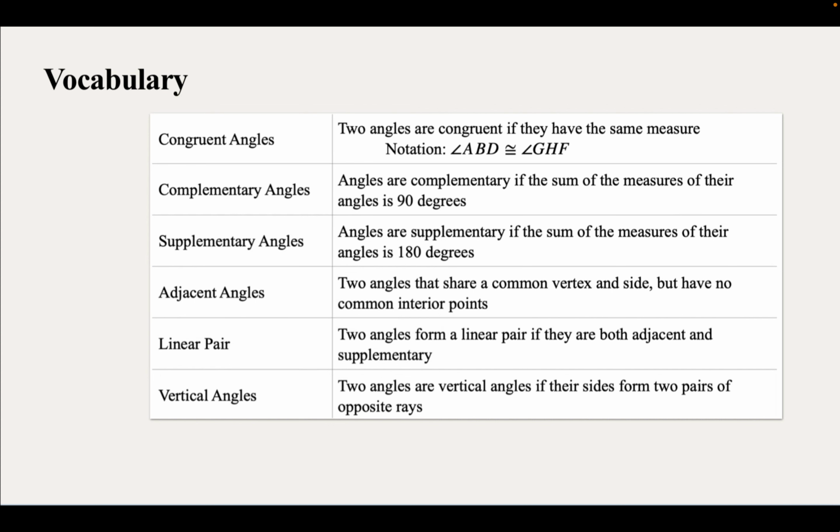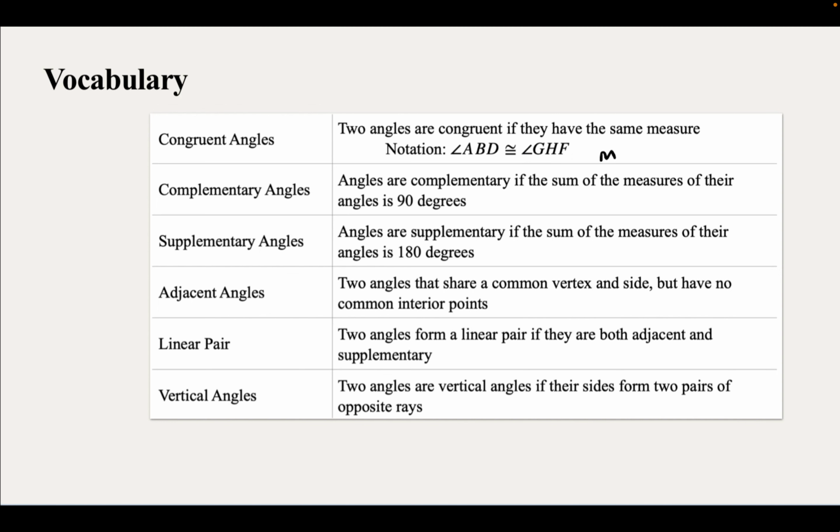Congruent angles. Now, we've talked about congruent segments. We can also have congruent angles, and these are angles that have the same measure. Now, for the notation, we would name the angle, so there's no M here. Angle ABD is congruent to angle GHF.